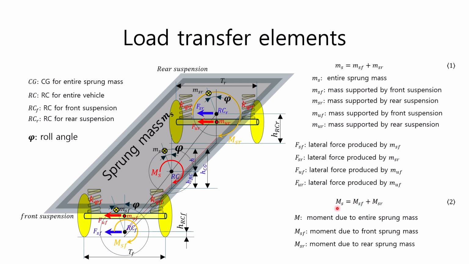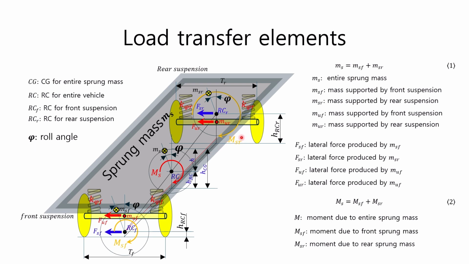The sprung mass connects the front and rear suspensions, and when a roll occurs while the vehicle is turning, the same roll angle occurs in the front and rear suspensions regardless of the suspension stiffness values of the front and rear. Knowing the roll angle of the sprung mass and the roll stiffness of each of the front and rear suspensions, you can obtain the front moment MSF and the rear moment MSR, respectively.